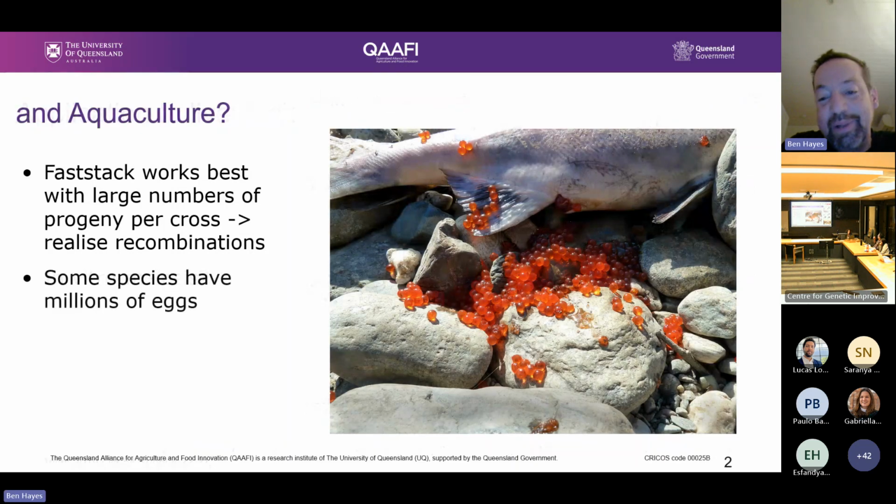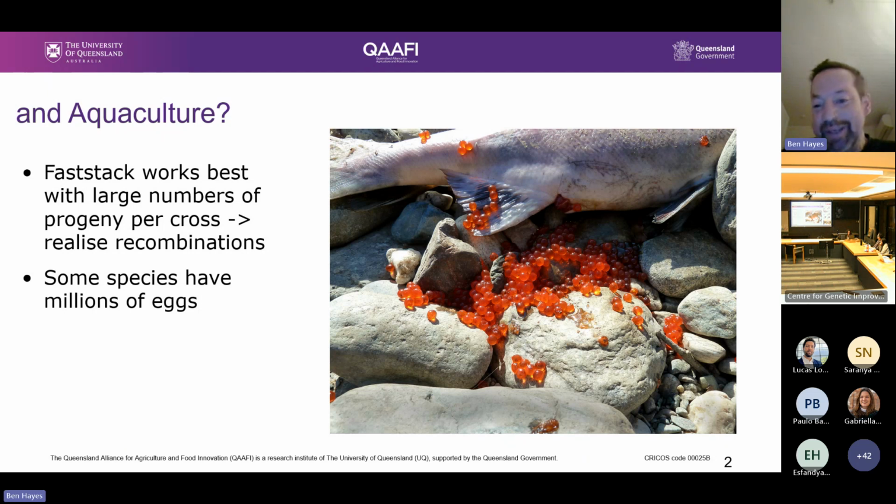Aquaculture is probably the place where you could really start to think about it, because most of our aquaculture species have so many progeny per cross, up to millions of eggs per mating. The problem then is you've got your cost of genotyping, but there are some nice ways of thinking about that through pooling and so on.